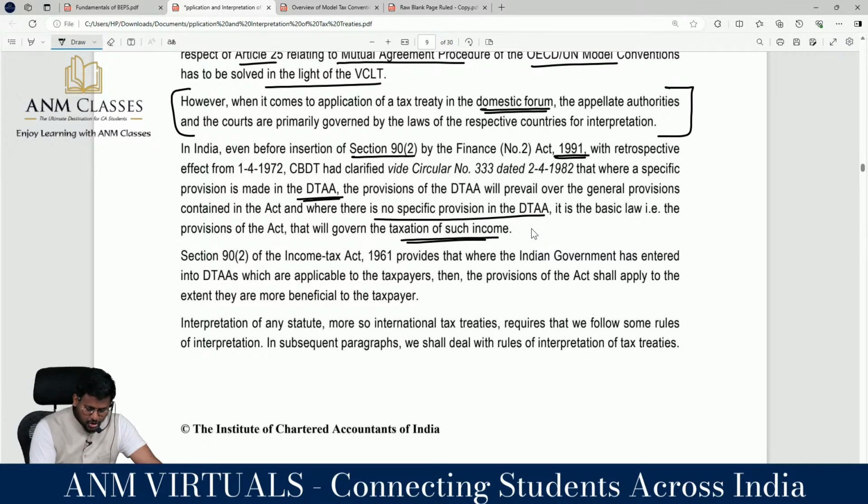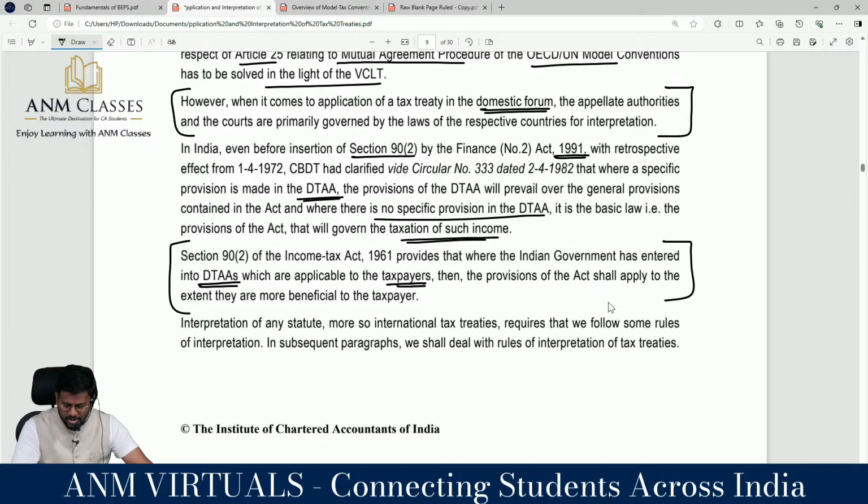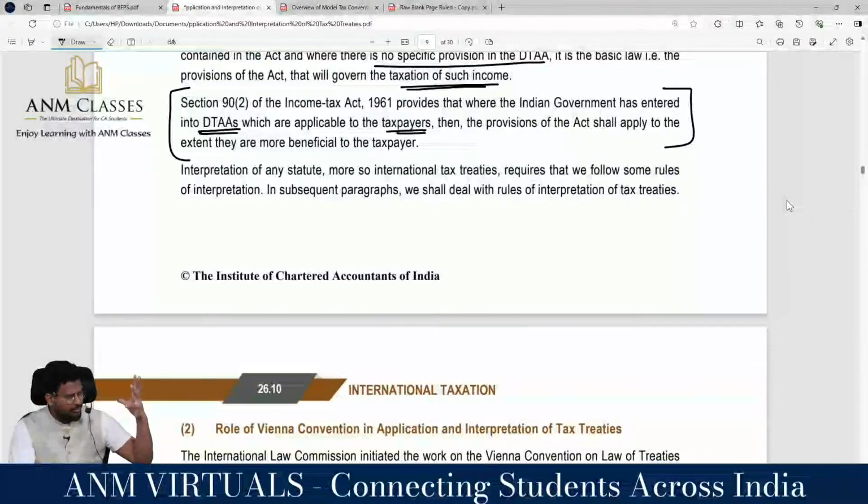Section 90 subsection 2 of the Act provides that where the Indian government has entered into a tax treaty which is applicable to the payer, then the provisions of the Act shall apply to the extent they are more beneficial to the taxpayer. This is a settled provision for us, correct?